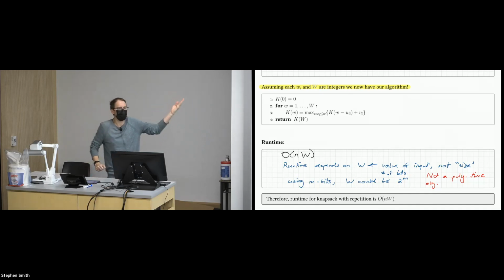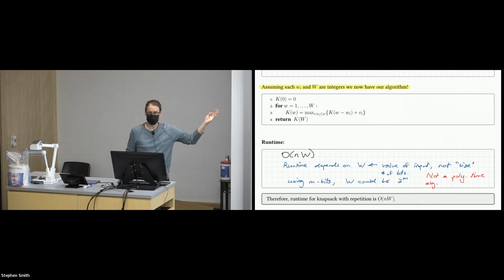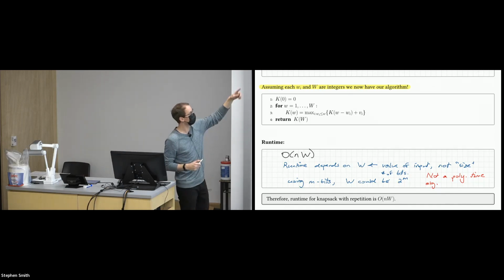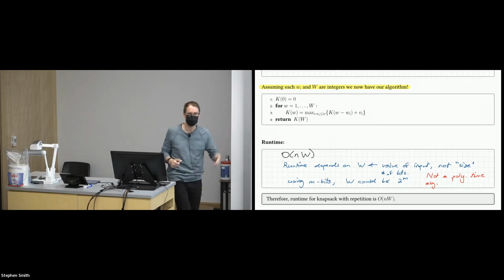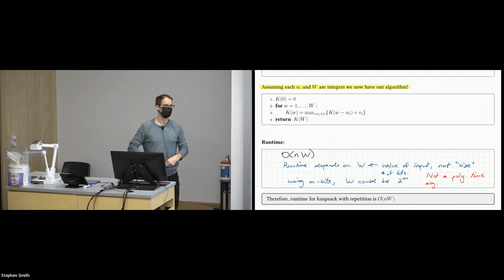So if W is not too big, this runs fast, right? And I said this last class, but the only issue is if W is enormous. For example, W is 2 to the power of 100, or even 2 to the power of 64. Let's say we're doing 64-bit integers, right? It's 2 to the power of 64. That's a huge number. And so that for loop running 2 to the 64 times is never going to terminate on our personal computers, right?